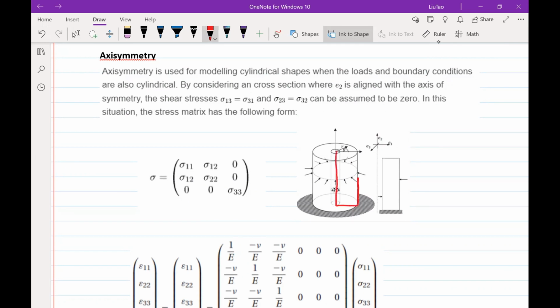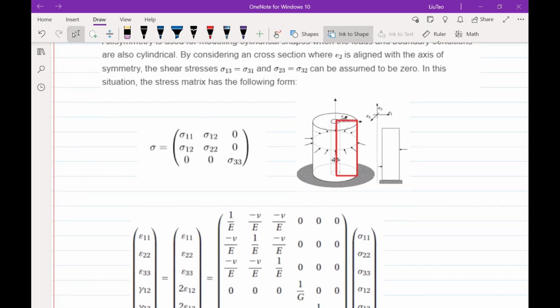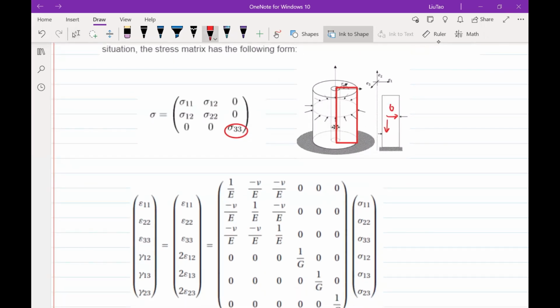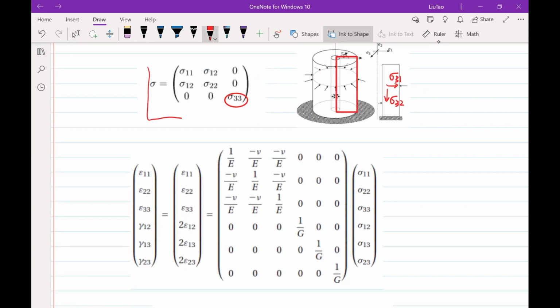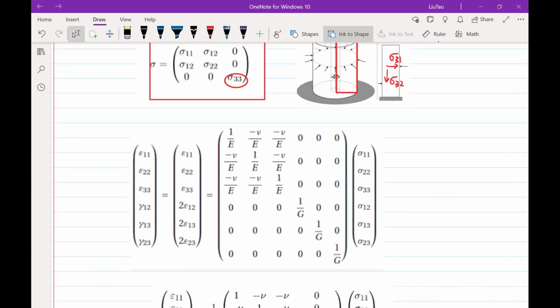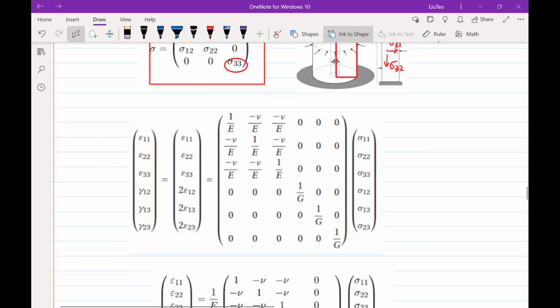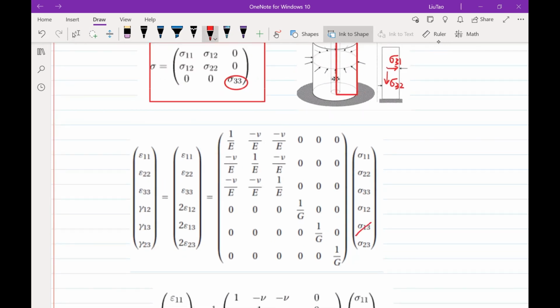So if we take this piece here, because it expands evenly along the radial direction, we will not have any stress perpendicular to this plane. So we only have a sigma 3,3 here. Here is sigma 3,1, this is sigma 3,2. And if we plug this stress state into the constitutive laws for a linear isotropic elastic material, we know that sigma 1,3 is equal to 0, sigma 2,3 is equal to 0.